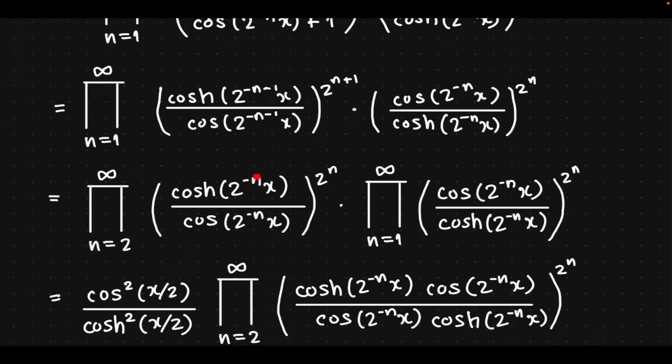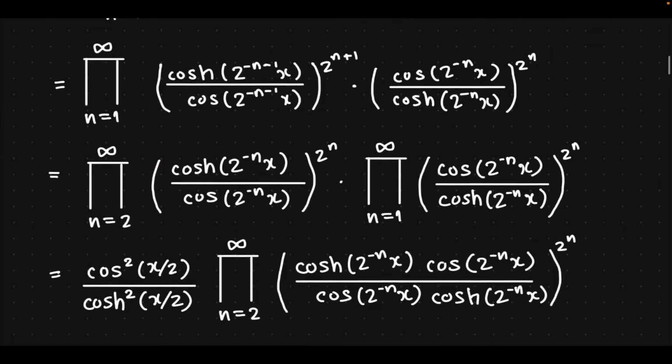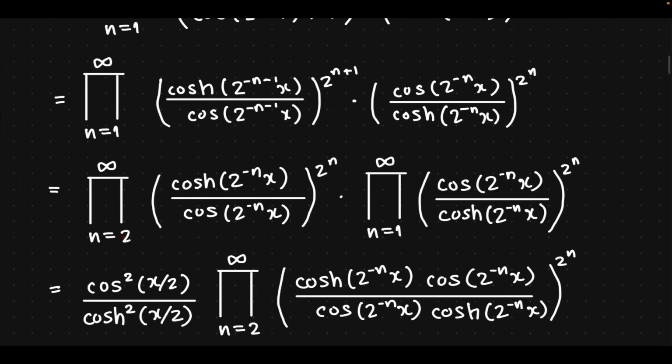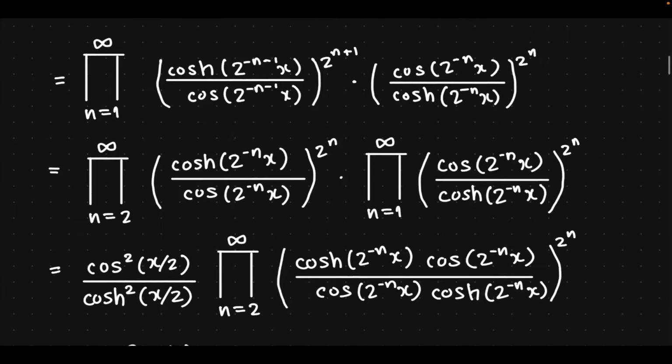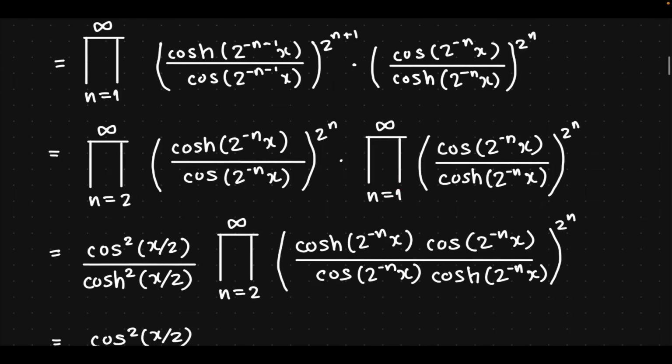cosh of 2 to the minus n times x divided by cosine of 2 to the minus n times x, quantity to the 2 to the n, because notice that this was the same thing that's happening even in the power. So it's practically like changing n plus 1 to n. All that does is just change our lower bound of the product. I've been doing so many integrations that lower bounds and upper bounds get associated with the integral. I'm sorry if I misspeak.